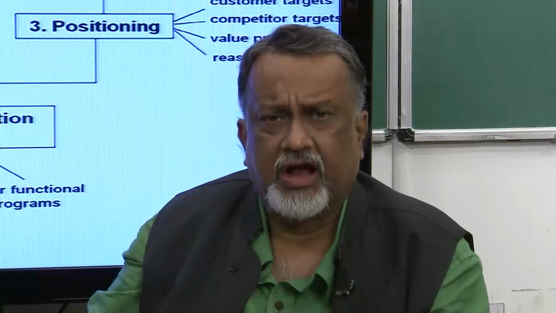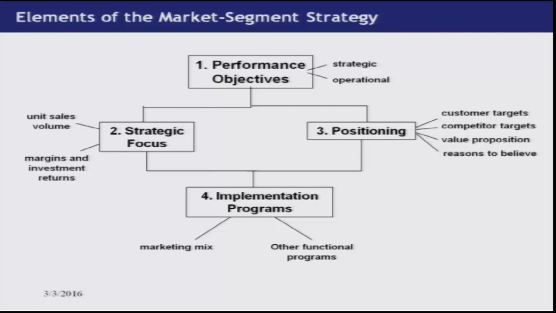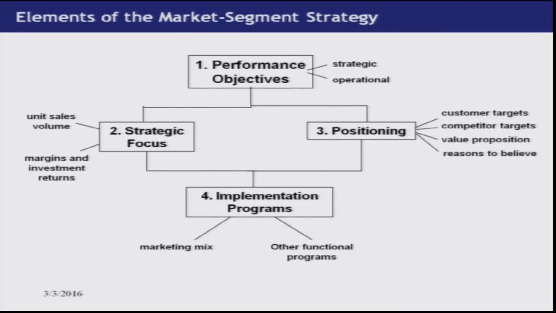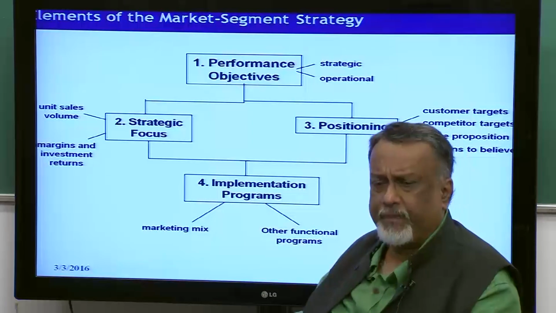So, this is the first segmentation, and from that making a choice of which segments, and then we can try to develop this particular diagram which shows us what our performance objectives are at a company level, strategic, operational, then what our strategic focus is in terms of market results like unit sales volume, margins, return on investment and so on. This is interactive and leads us to positioning.